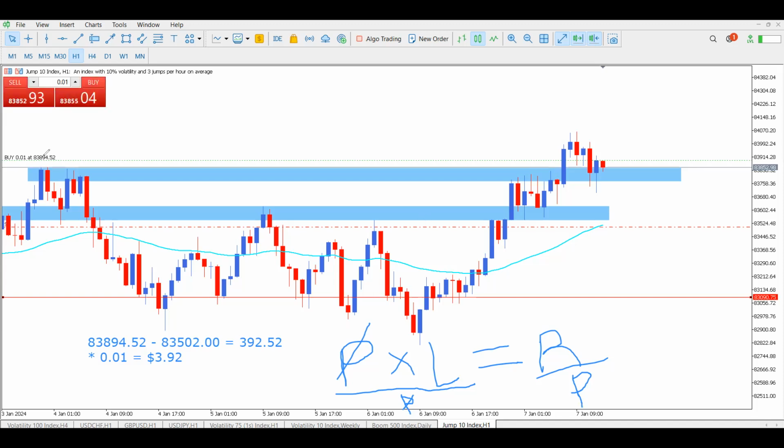I'm currently entering my trade from 83894.52. That's what I'm looking to get in on the buy trade. And then my stop loss positioning at 83502. So how do I get my pips or the points? I simply do the difference between these, giving me 392.52. So assuming I want to risk $10 on this very trade, I'd say 10. That's the dollar I'm looking to risk on this.